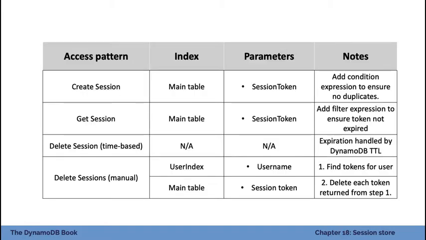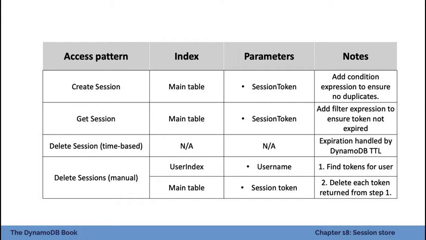So this is what I have here. You can see down the left, we have the different access patterns. And then we say, hey, what index or table we're using, what are the parameters, and any notes you have. So across the top there, that create session, we're going to use that on the main table. The parameter you're going to have there is that session token. And a note that you want to use there is, add a condition expression to ensure there aren't any duplicates. You don't want to be giving out the same session to multiple people.